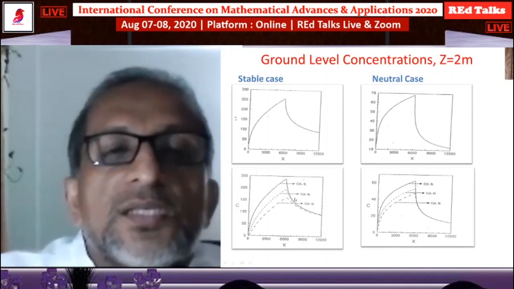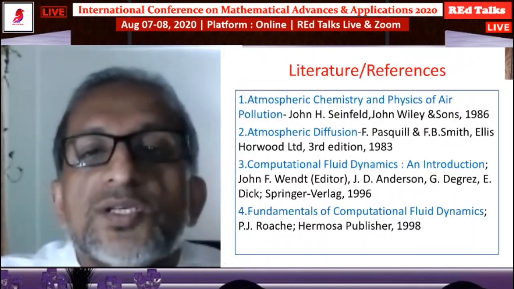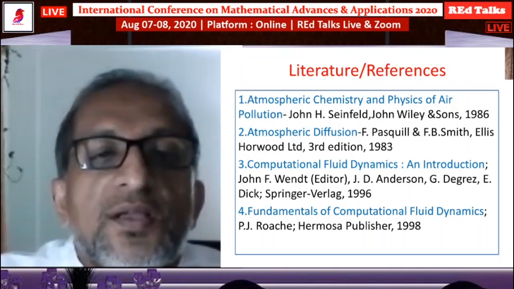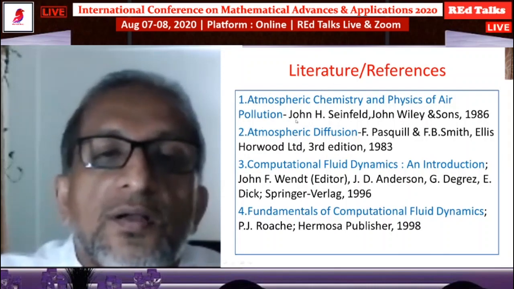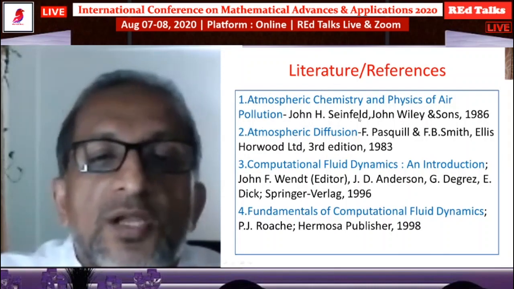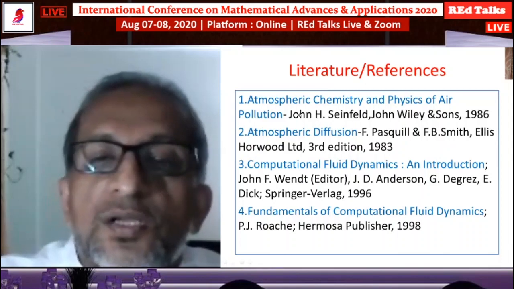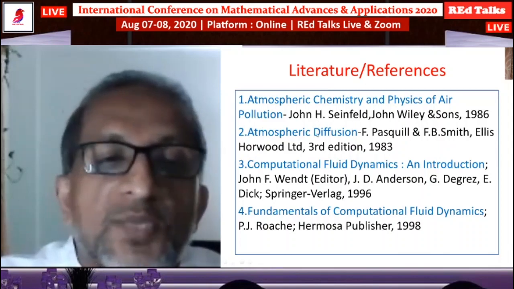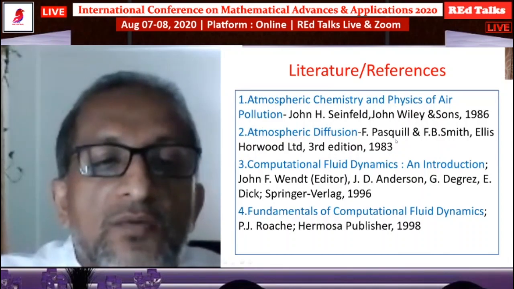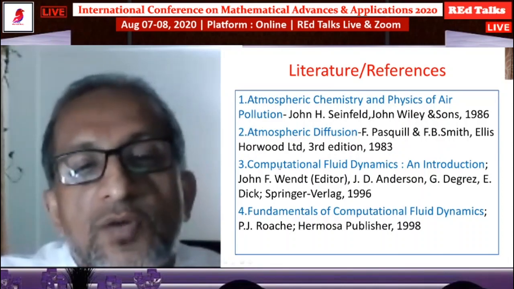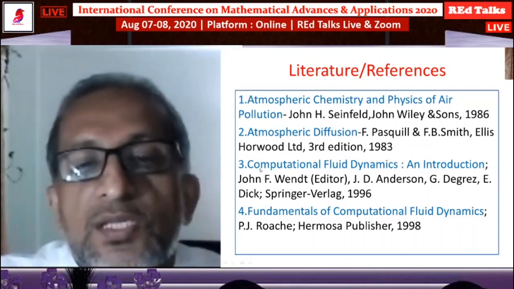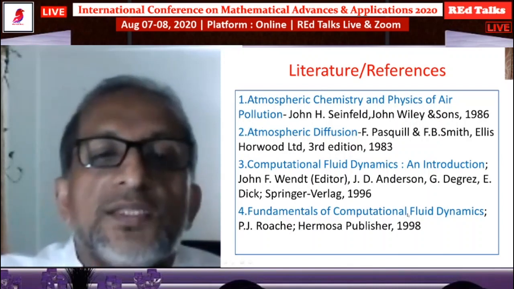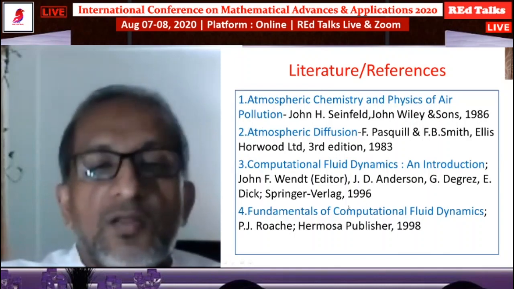And these are the literature or references for the atmospheric chemistry and the physics of air pollution. For atmospheric diffusion, this is the book by Pasquill and Smith. And for all the numerical work, there are computational fluid dynamics and fundamentals of fluid mechanics. These are for the numerical study, and this is for the meteorology and all that.